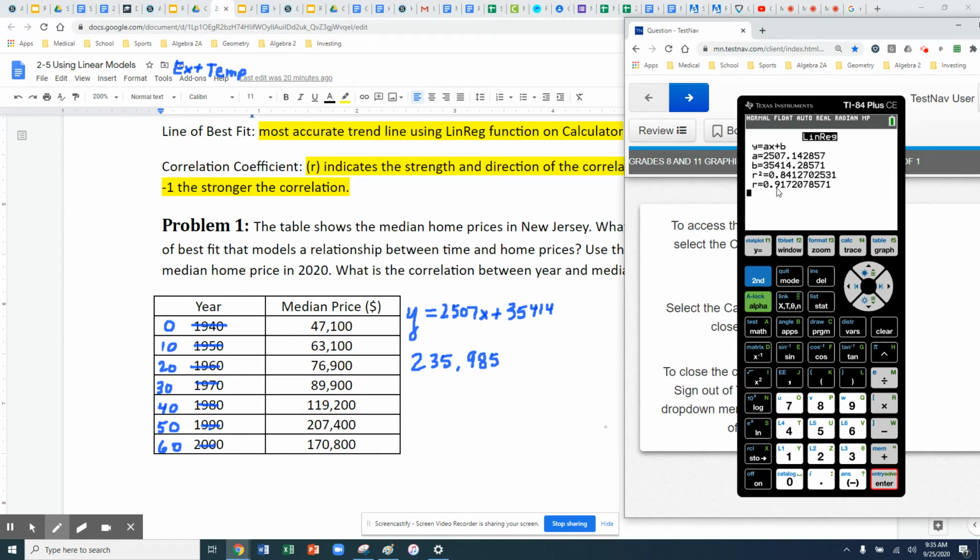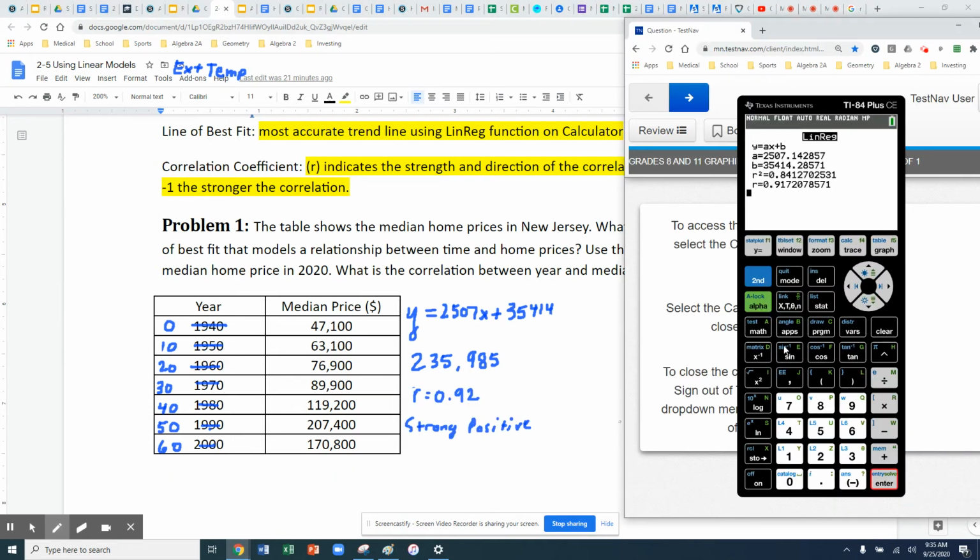The other thing is this R value right here is positive. That means that we do have a positive correlation. As we glanced at the data, we could see as the years increase, so does the median home price generally increase. So our R value would be 0.92, let's call it, and we'll say that's a strong positive.